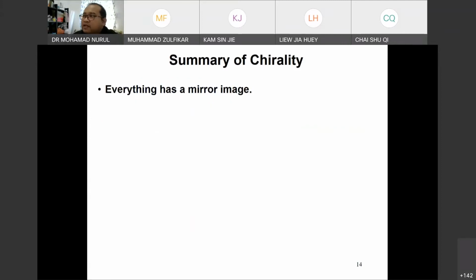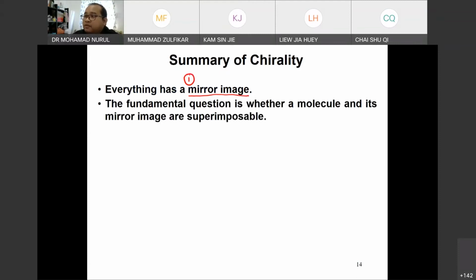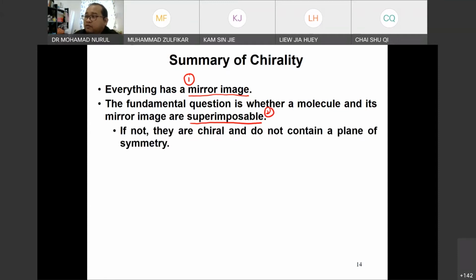So, summary of chirality. Everything has a mirror image. This is point number 1, mirror image. So the fundamental question is whether the molecule and its mirror image are superimposable. If not, they are chiral. There is another issue: whether it contains a plane of symmetry. It's another issue that you have to consider. There are 3 things you have to consider regarding chirality.